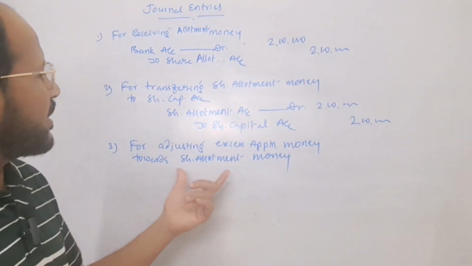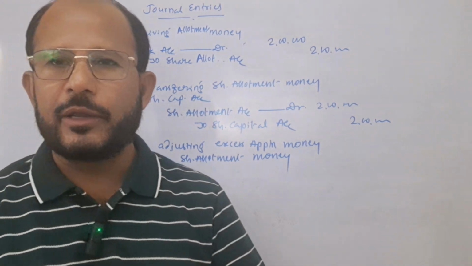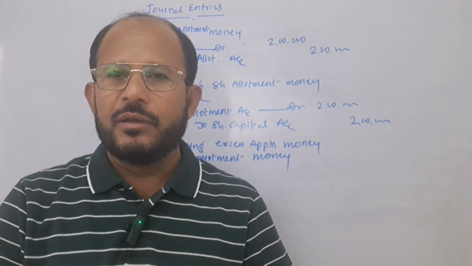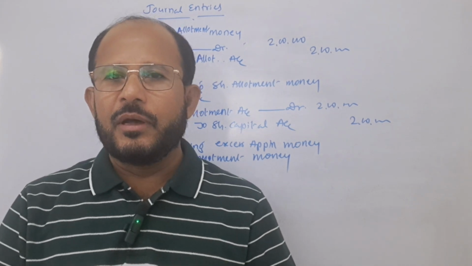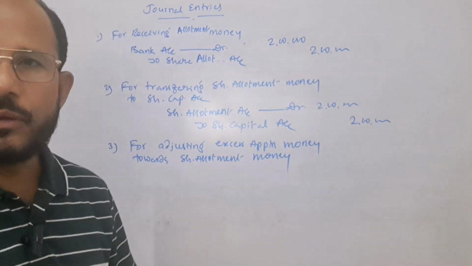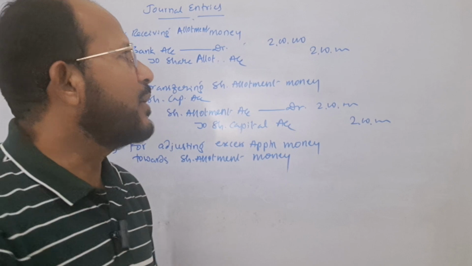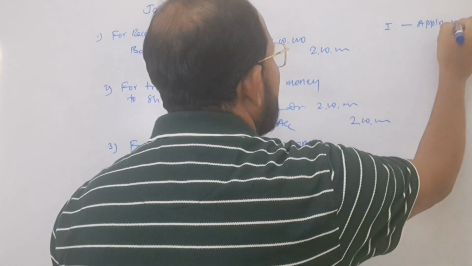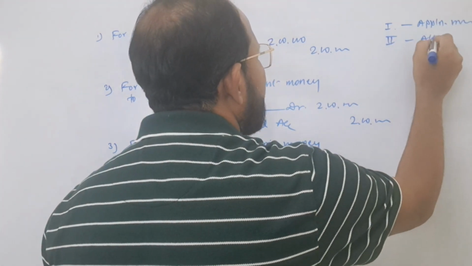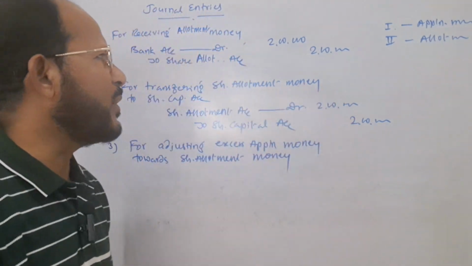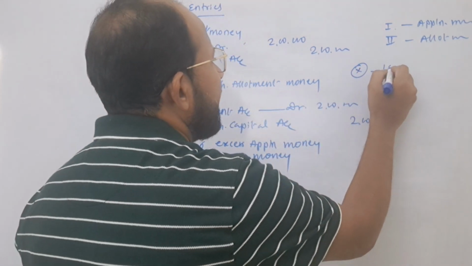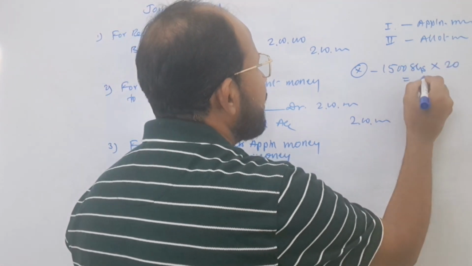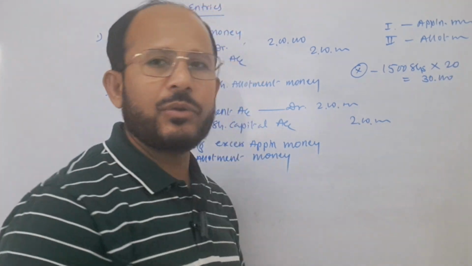Okay, now for adjusting excess application money towards the share allotment money, what is the meaning of this? If excess application money is already given by the share applicant, that excess application money will be adjusted towards his next installment. Assume first installment is application money, and the second installment is allotment money. Just now I took the example of Mr. X. See, he had applied for how many shares? 1500 shares. Therefore, he sent rupees how much? 30,000 as application money to the company.